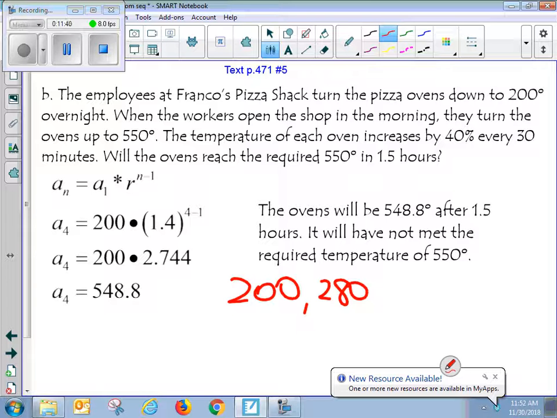Now multiply by 1.4 again. Yell it out. Good, 392. So now we're an hour in and the oven still hasn't even hit 400 yet. This guy's going to have to get in really early, isn't he? Okay, now you want to multiply by 1.4 again. What do you get?